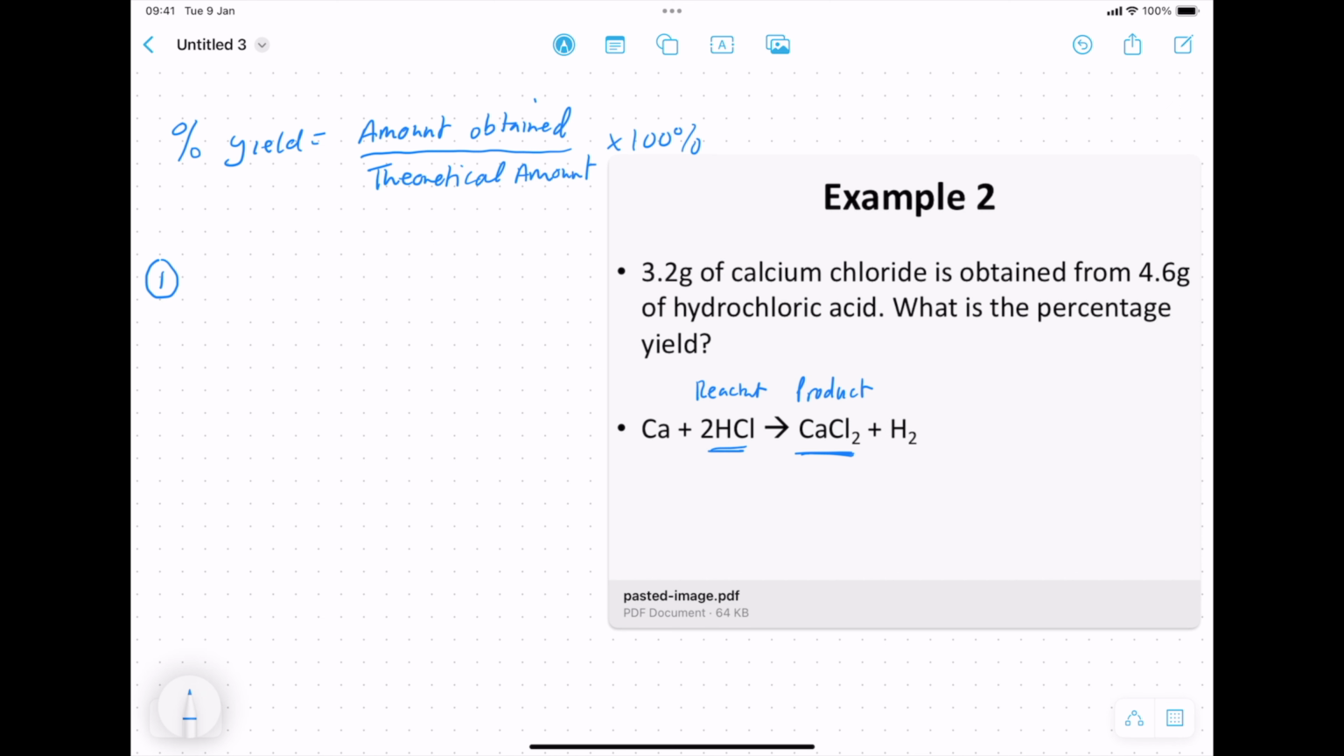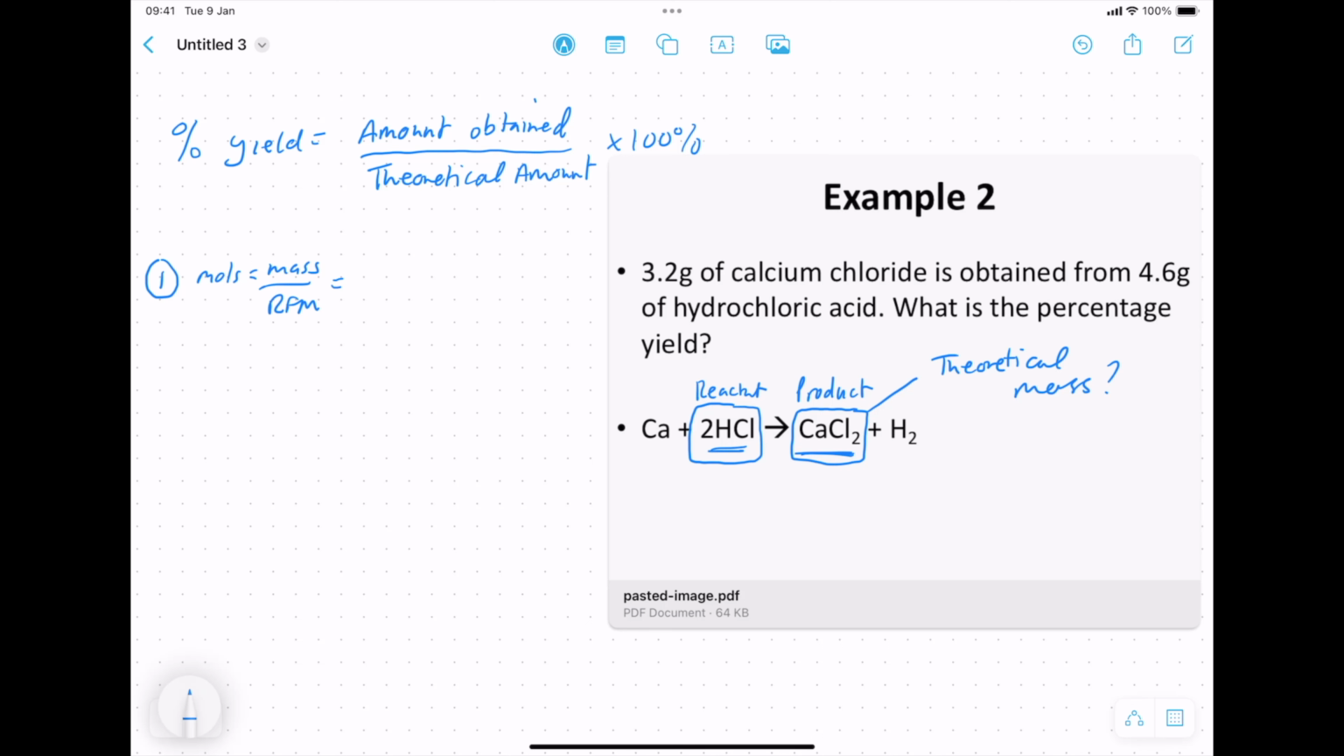So the two things that it's talking about are the hydrochloric acid and the calcium chloride. Remember, we're trying to work out, so I've just boxed the two things that we need. We're trying to work out the theoretical mass of this. That's our question mark. And we have to start with the moles of the reactant to see what that would generate. So moles equals mass over RFM, relative formula mass.